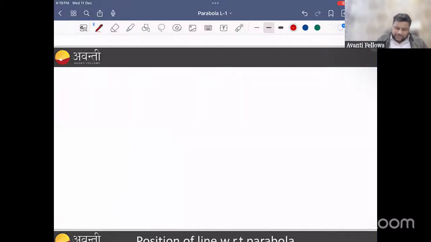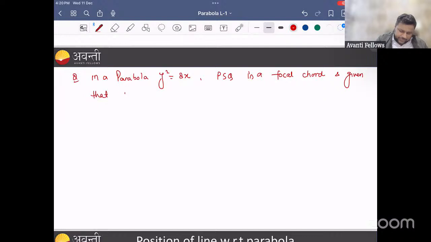Now, let's do a question. In a parabola y square equals 4ax, or let me take it y square equals 8x. In a parabola y square equals 8x, PSQ is a focal chord, and given that PS is say 7, find the length QS where S is focus.